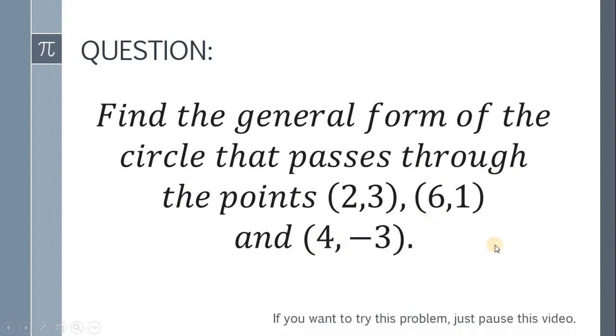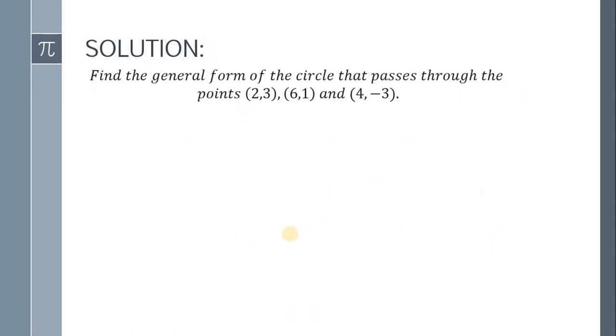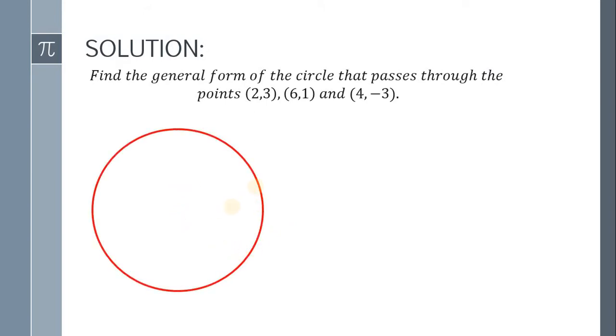Now if you want to try this problem, just pause this video, and if you're ready, here's the solution. Now, first thing to do is to make an illustration. So we need to create a circle. In this circle, we need to put our given points. So we have (2, 3), and let's call this point A. We have point B, (6, 1), and the last one is (4, -3). We call this point C.